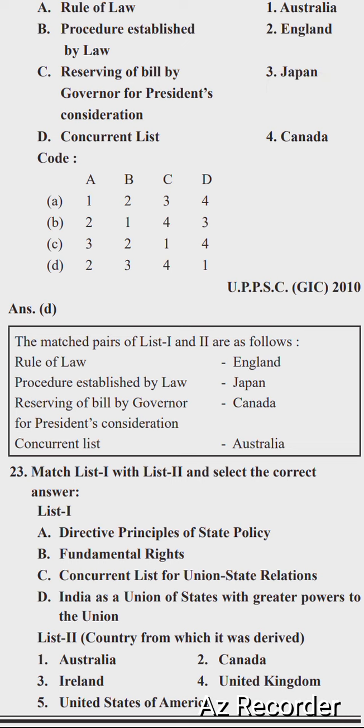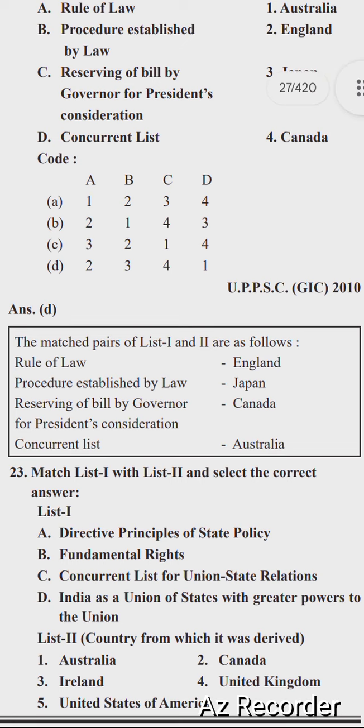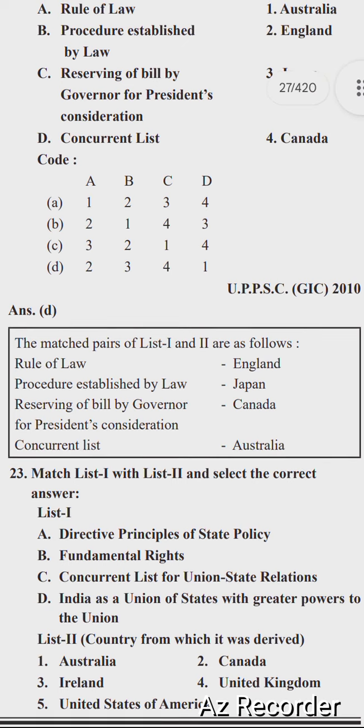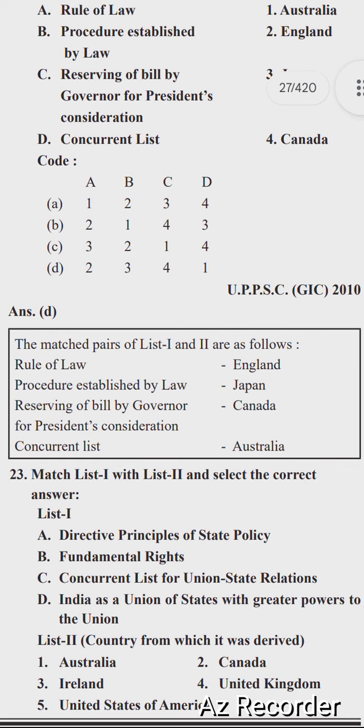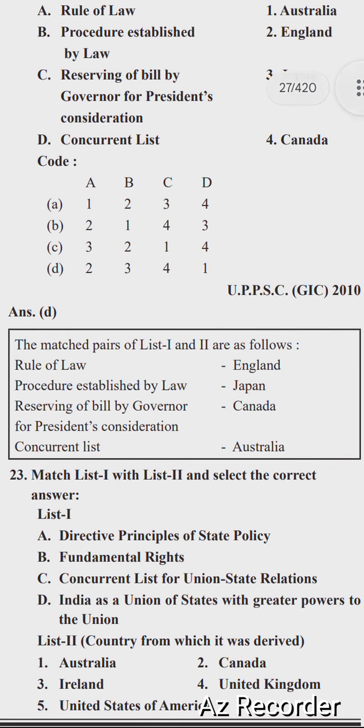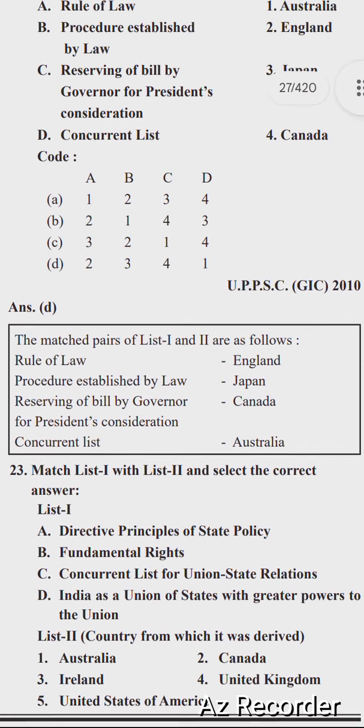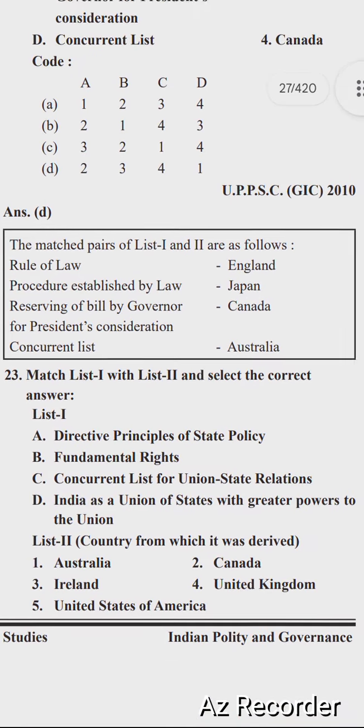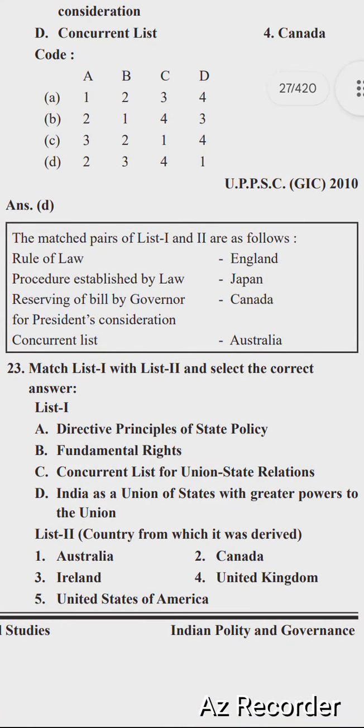Match pairs of list 1 and list 2 are as follows. Rule of law related to England, procedure established by law Japan, and reservation of bill by governor Canada, and concurrent list related to Australia.